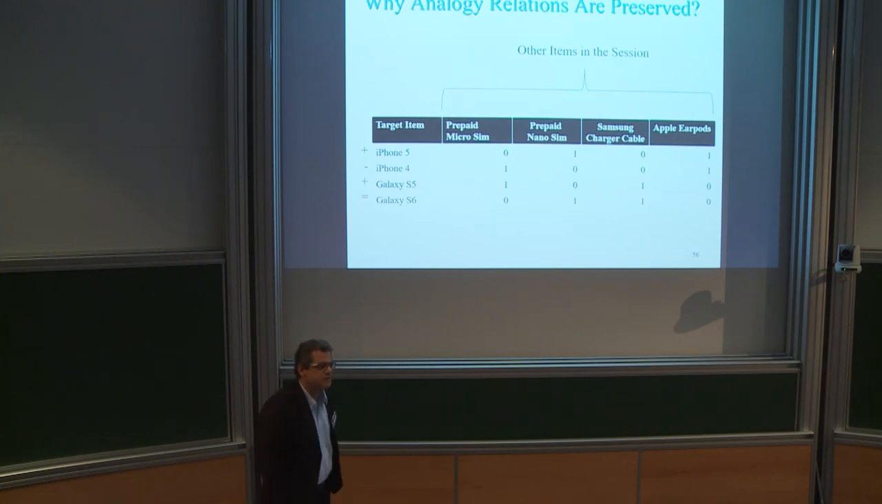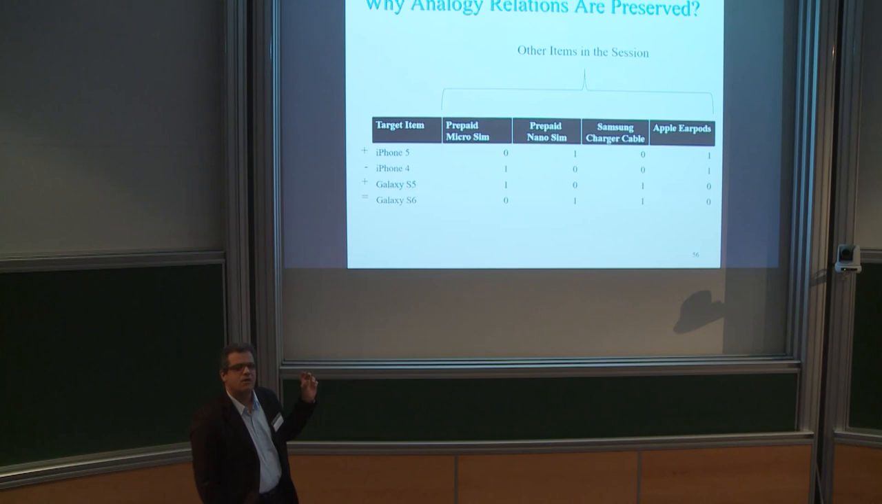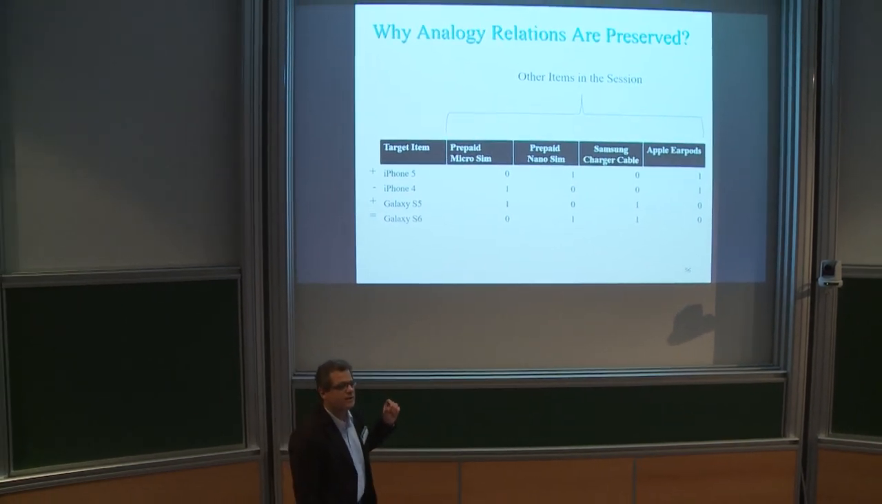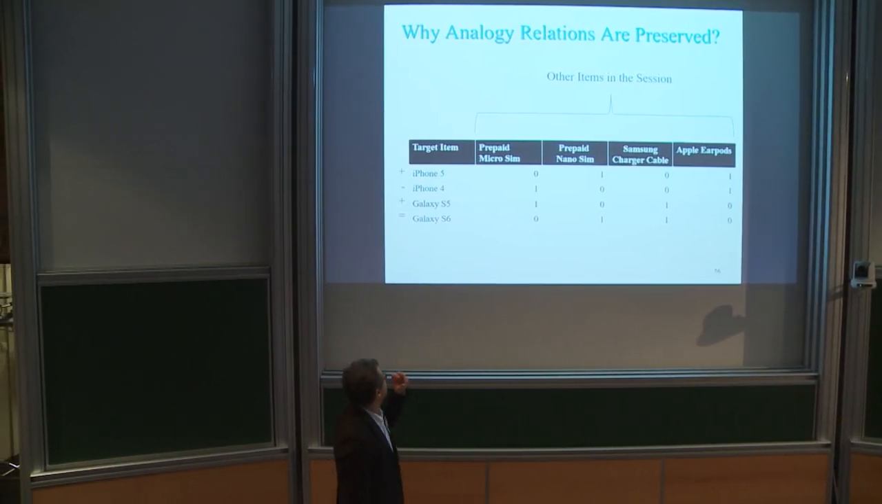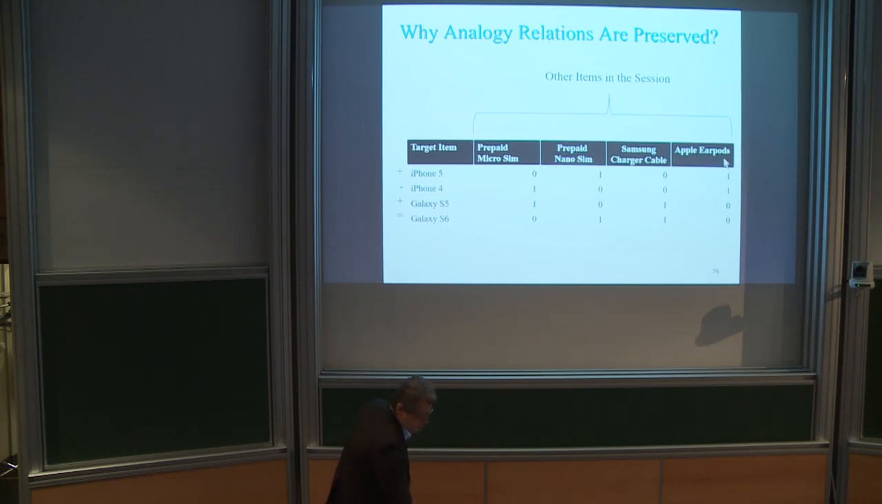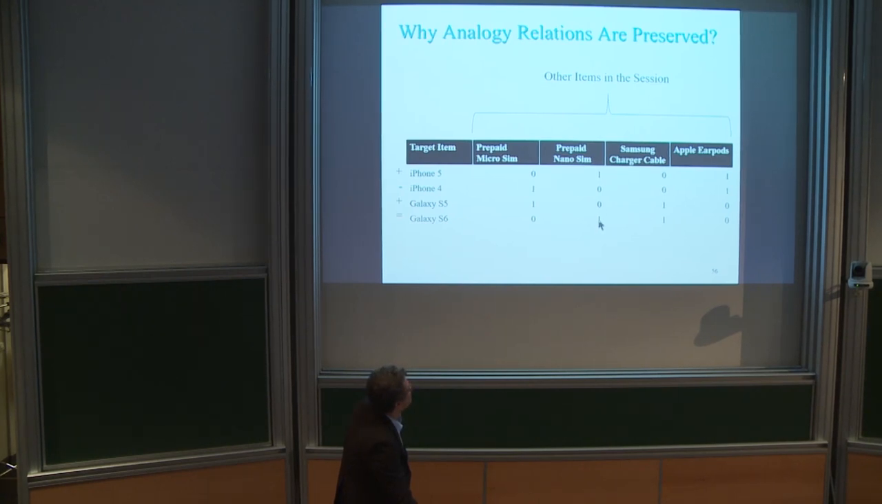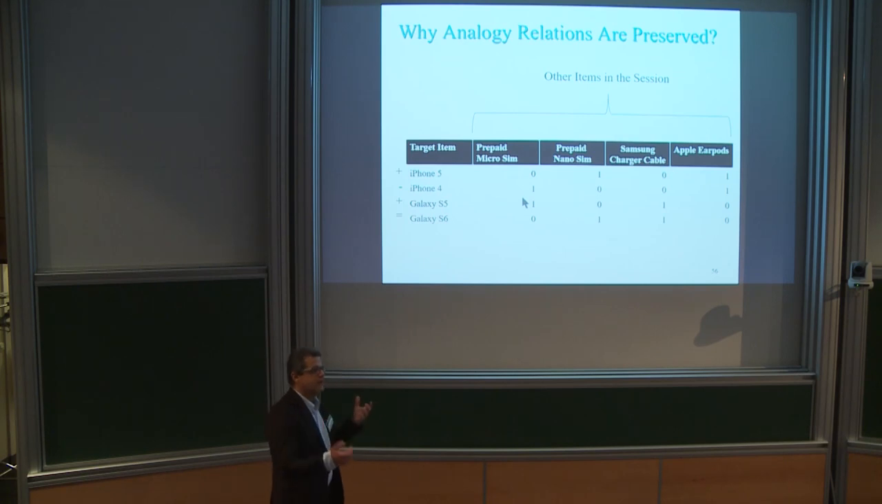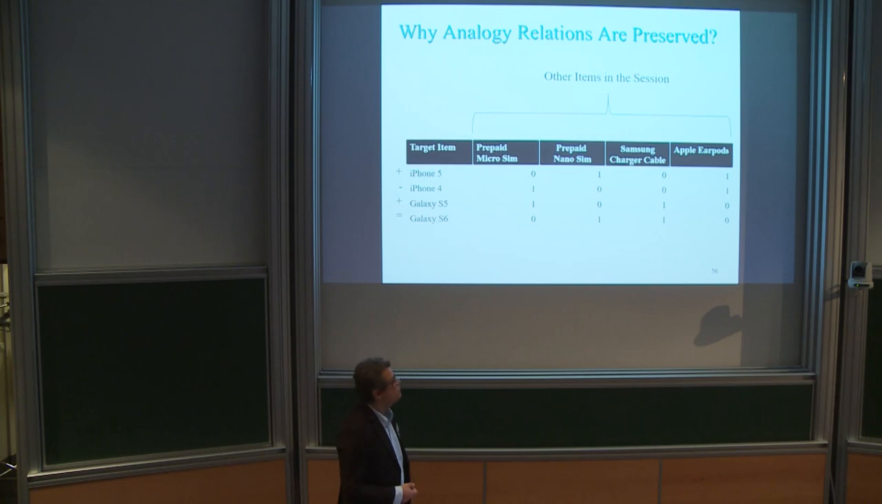Now, the reason that you got this interesting result is because for each one of the items, you have other items that can be related. Some of them are common to the models that came from iPhone, like you can see here the Apple AirPods that are common to both iPhone 5 and iPhone 4. Or on the other hand, you have a Samsung charger cable that is common for Galaxy 5 and 6, right? But at the same time, you can find some items that are related to the new model, like the nano SIM, that is related to both iPhone 5 and Galaxy 6S, and you have items that are related to the old model, like the micro SIM. So because of these related items that you can find in the catalog, you can actually get these nice analogy results from the data.